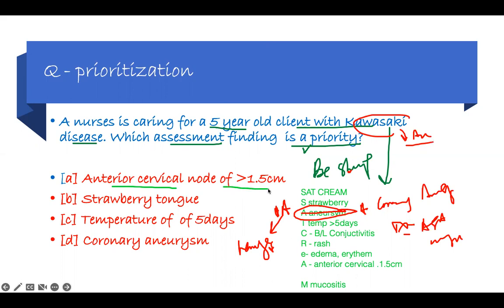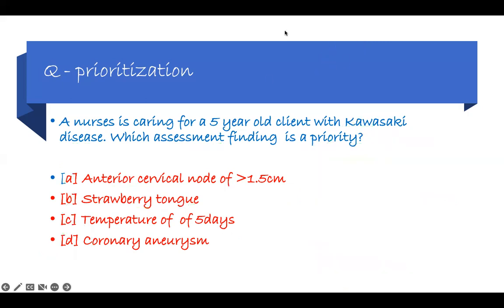Anterior cervical node of 1.5. Then you tell yourself, well, this is what I see in the SAT CREAM, but that's not a priority. It's a physical finding. It doesn't kill the patient. You are not being sharp. Strawberry tongue, fine. It's going to get better. Temperature of 5 days, fine. Coronary aneurysm is the best way to go. You are being sharp. You're using the B sharp to say, okay, I'm looking for shock, all those things. If you have aneurysm, it ruptures and it bleeds.